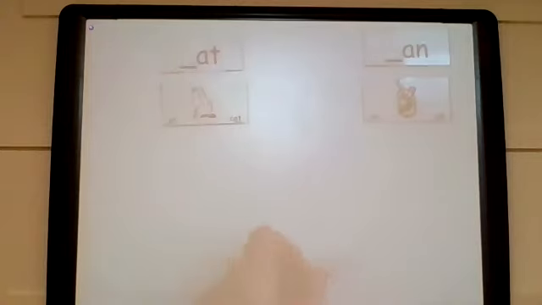So here our first word is mat. So once again, we're going to do mat, cat? Mat, can? Mat and cat have the same word family, so I'm going to put mat with cat. And then we have van. Van, cat? Van, can? Van has the same word family as can, so I'm going to put van with can. And then we have fan. Fan, cat? Fan, can? I'm going to put fan with can because they have the same word family.